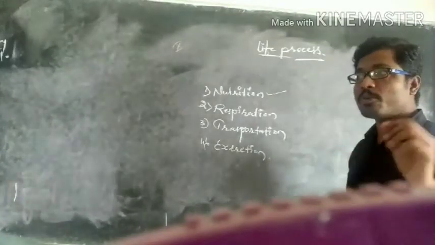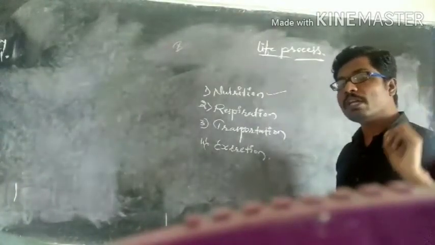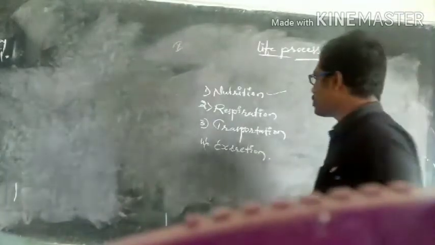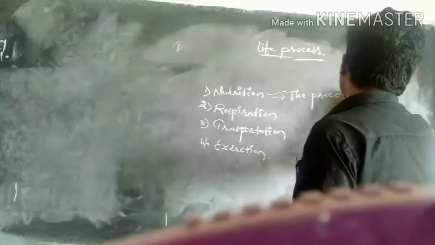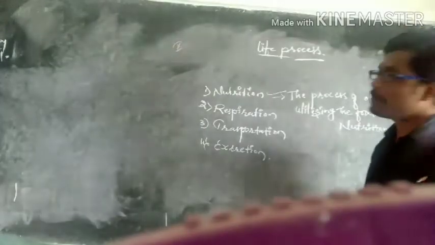What is the meaning of nutrition? The process of obtaining and utilizing the food is called nutrition. So I will write here: the process of obtaining and utilizing the food is called nutrition, right? So this will be the definition for nutrition.